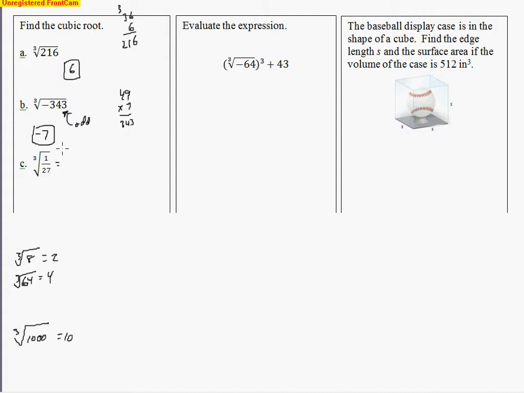So same thing with square roots. We can have a cubic root that is a fraction. You just take each separately. Cubic root of 1 is 1. Cubic root of 27, well, that's 3. And so those are the answers, 1/3.